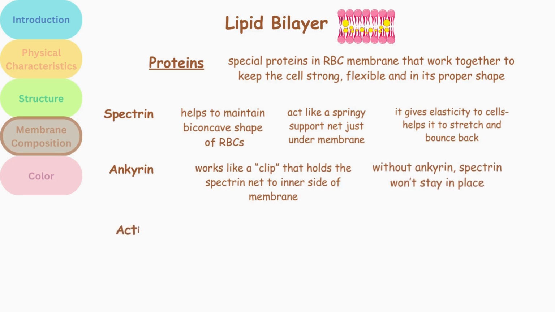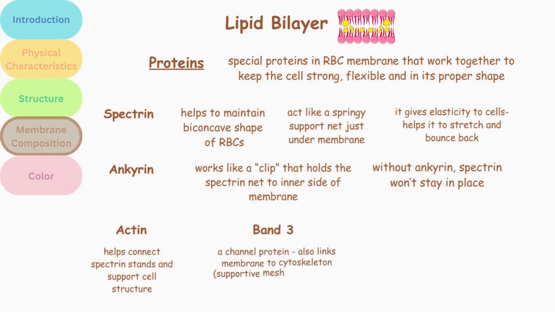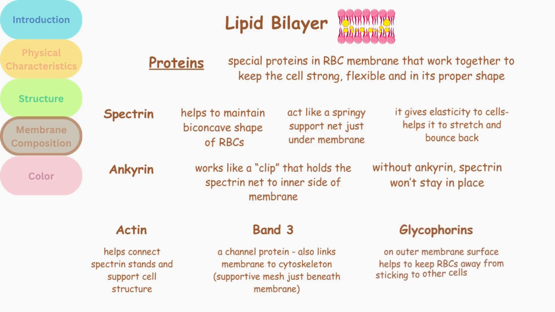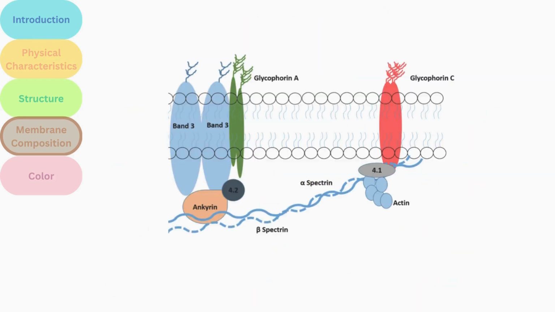Other proteins are actin, which helps to connect the spectrin strands and support cell structure. Band 3, a channel protein which also links the membrane to the cytoskeleton, which is a supportive mesh just beneath the membrane. Last one is glycophorins, present on the outer membrane surface, which help to keep red blood cells from sticking to other cells or vessel walls. Here is the presentation of these proteins. These are alpha and beta spectrin strands, the ankyrin, actin, Band 3, glycophorin A and C.